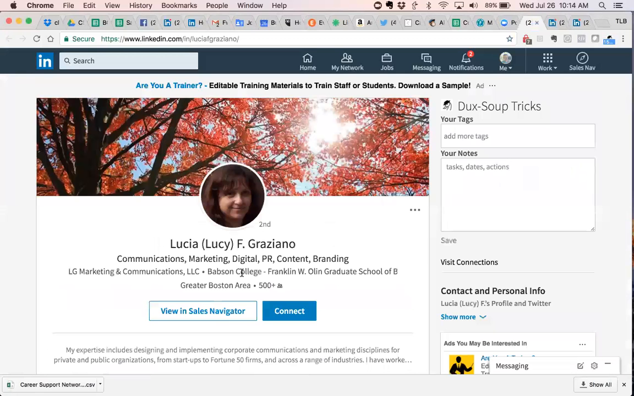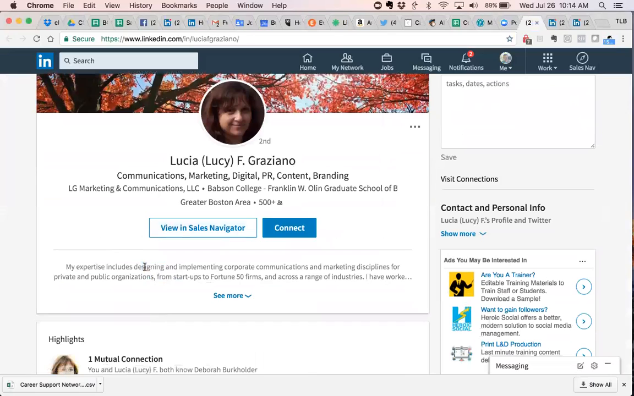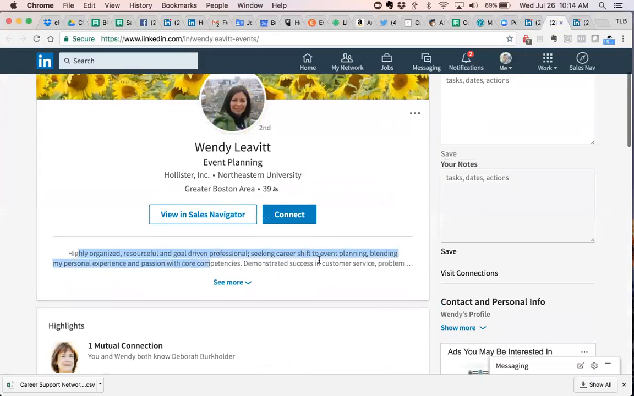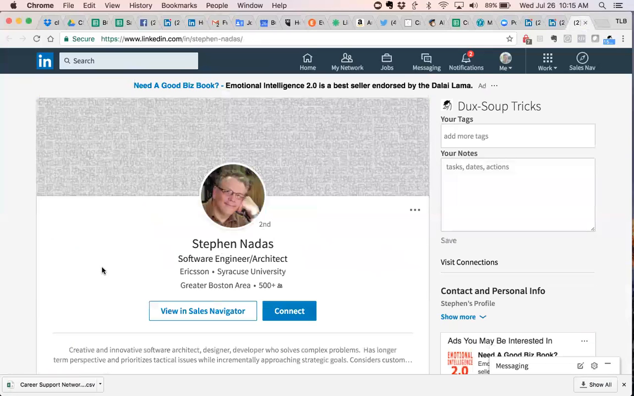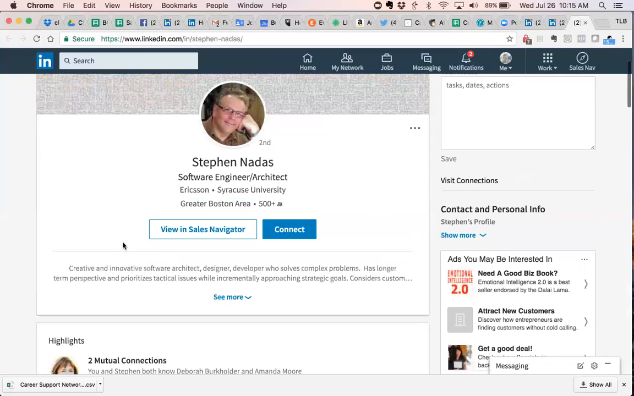Often I look at people's profiles, and Lucia or Lucy, this is talking about you. I really would spin that and say what you do for the people that you want to do work for. Wendy, don't talk about your accolades, your personal traits. Talk about what you do. Talk about what you do to help your most important viewer. It's really important. Stephen, love the casual photo. Especially for an engineer, it's just great imagery. But talk about what you do.